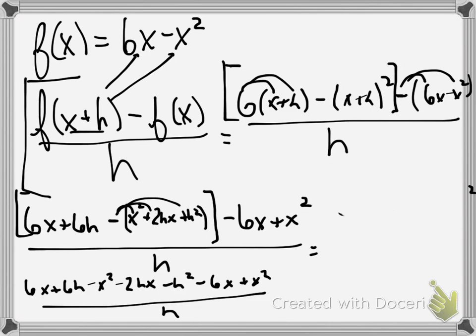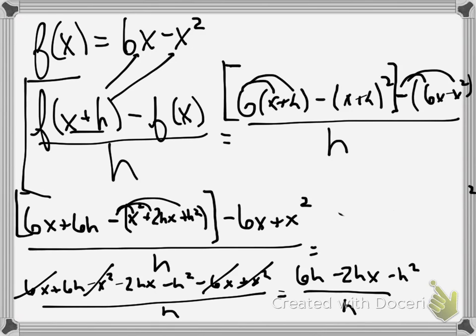But look, things clean up nicely. The x squareds cancel, the 6x's cancel, and all I'm left with is 6h minus 2hx minus h squared over h. And since every term has an h, I can factor it out and reduce, and I just get 6 minus 2x minus h. Okay, I don't want to give away too much of the course, but if you evaluate this expression and you take its limit as h approaches 0, you're going to get the derivative of f of x. More on that in the fall.